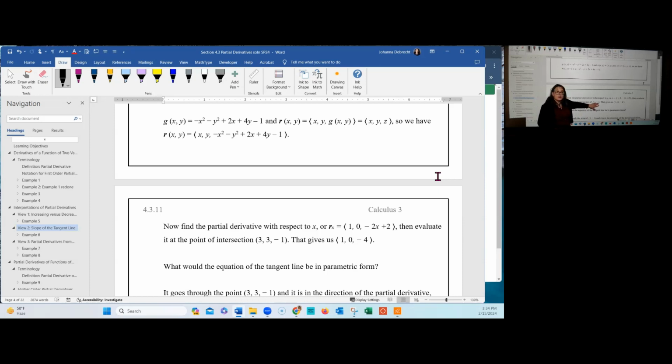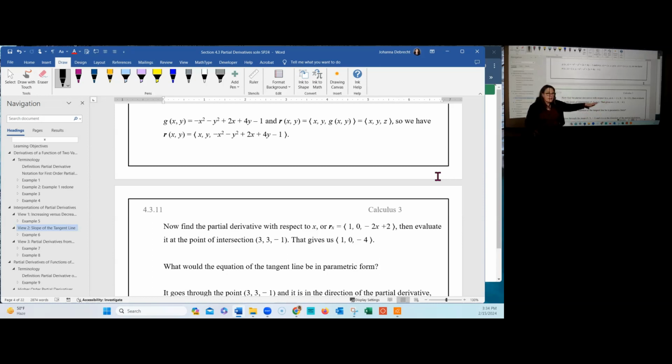So I take (3, 3, -1) and substitute it in the partial derivative of r with respect to x. There's only the x to substitute in, which gives me the vector (1, 0, -4). When I'm looking at this, again, x was 3, so that gave me -6 plus 2, which gives me -4. So it goes through the point (3, 3, -1) in the direction of (1, 0, -4).